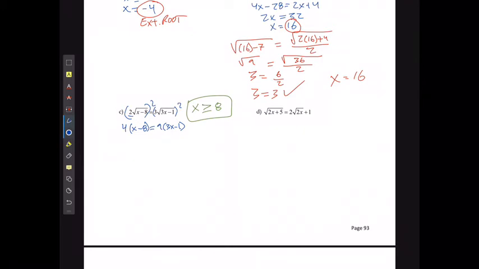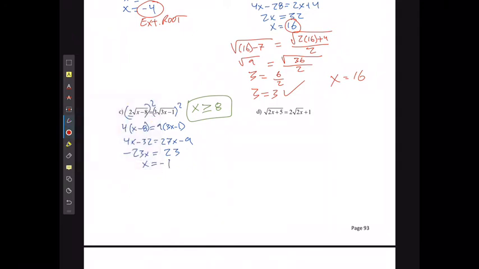Then I'm going to multiply out both sides and say that I have 4x minus 32 is equal to 27x minus 9. I'm going to move my x's to the left and get negative 23x. And I'm going to move the 32 to the right and get positive 23, or x is equal to negative 1.